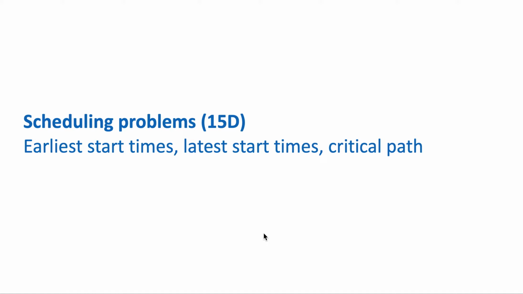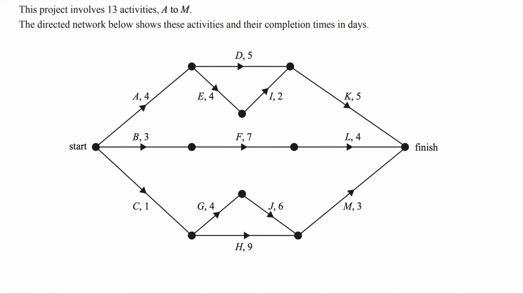In this video, we're going to be looking at some scheduling problems. So these relate to what we covered in exercise 15D. And we're typically looking at things like finding the earliest start times or the latest start times or the critical path in an activity network. So we're going to use a past exam question to help us out here.